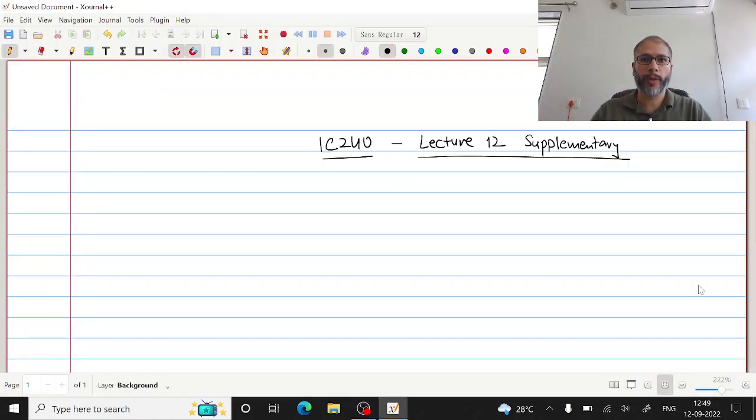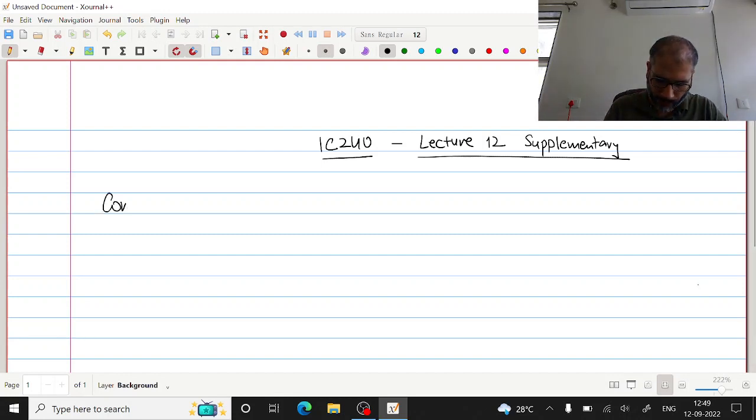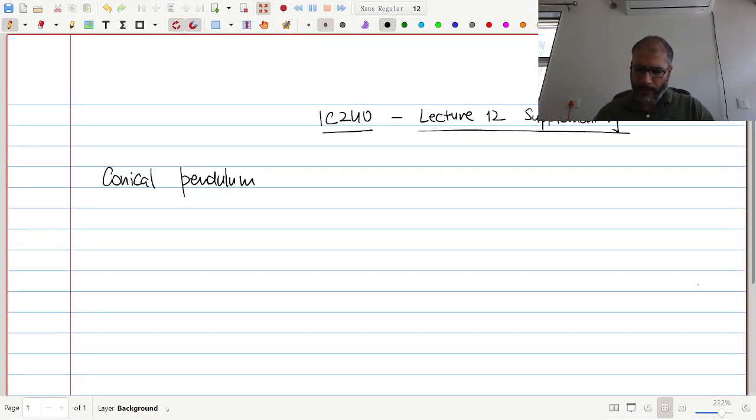So this is lecture number 12, supplementary material. Towards the end of lecture number 12, we were talking about a conical pendulum problem. So we'll continue our discussion on that. So in this problem, the first step was to find the angle alpha. So let's draw the pendulum again.